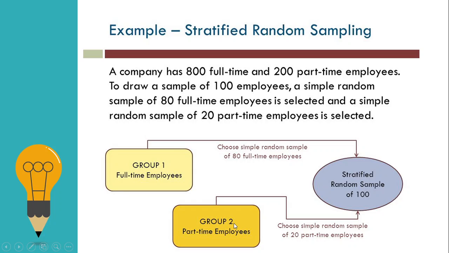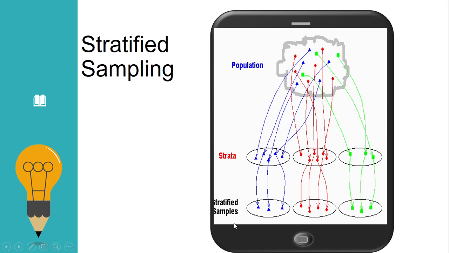Another example here you can see on the screen. A company, for example, has 800 full-time and 200 part-time employees. To draw a sample of 100 employees, a simple random sample of 80 full-time employees is selected, and a simple random sample of 20 part-time employees is selected. So that's why, based on the strata, based on the percentage, based on their volume, we are randomly choosing a certain amount of the samples.